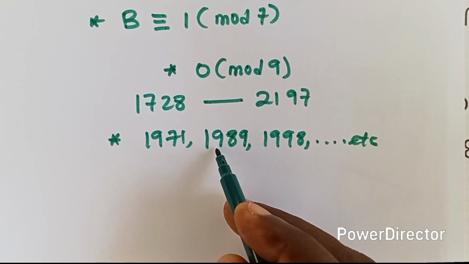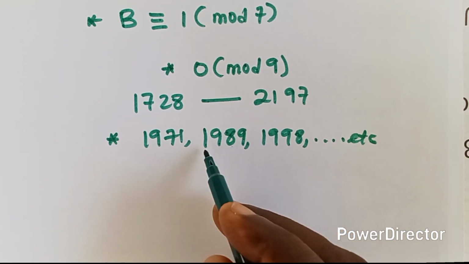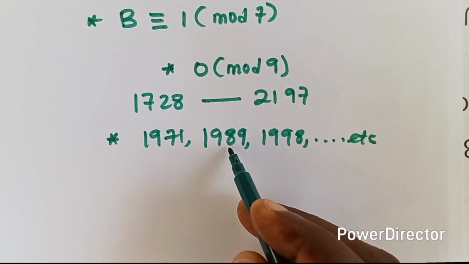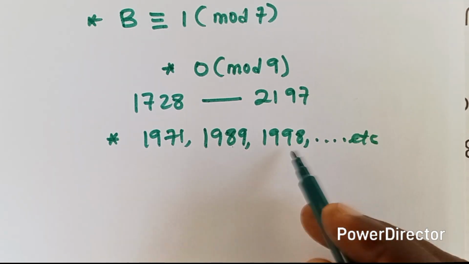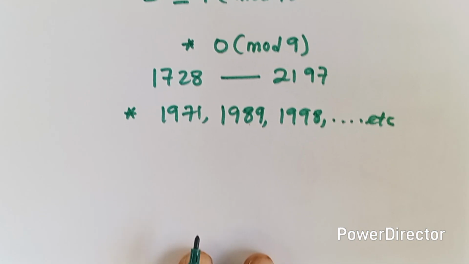Let me do this. 1 plus 9 is 10. 10 plus 8 is 18. 18 plus 9 is 27. 27 is a multiple of 9. So it means the sum of the digits is also divisible by 9. Also these, and we have them like that. These are the ones that satisfy the first condition.